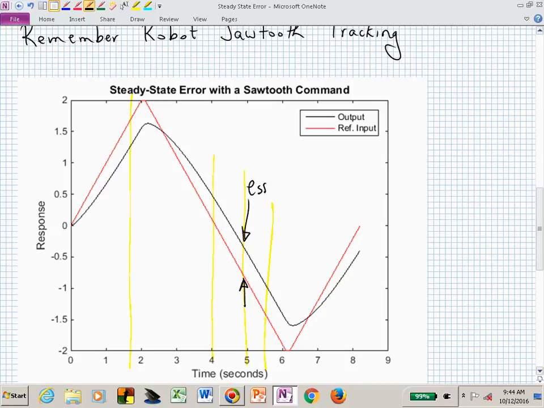Between those two, that's your steady state error. The R is red and the Y is the black line. And now you're at some particular point in time, you calculate their difference and that will be your steady state error. But you want it to be settled by the time you start calculating this steady state error.